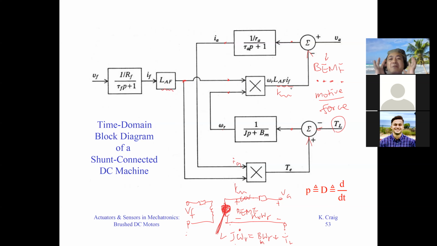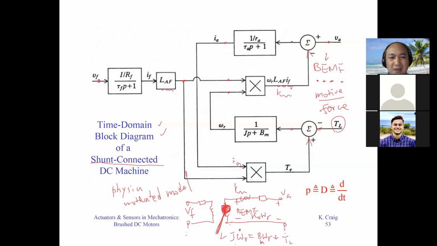Okay, so this picture is a time domain block diagram, and this is a physics motivated model of a DC motor. And this is separately excited, so with the VF and the VA are different. This is separately excited. But here we are talking about shunt connected.